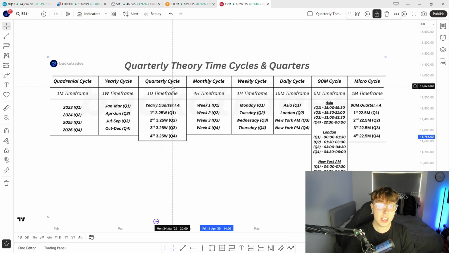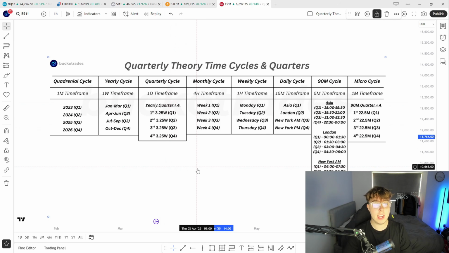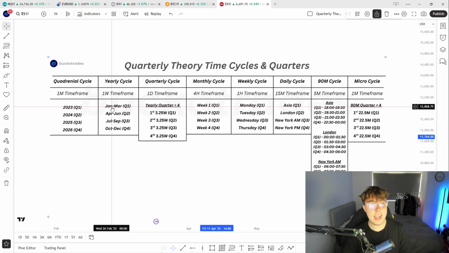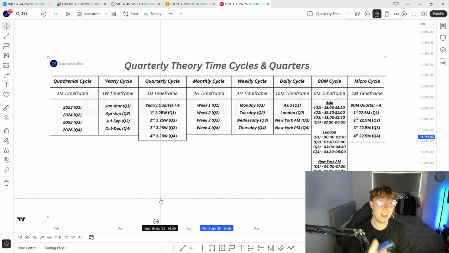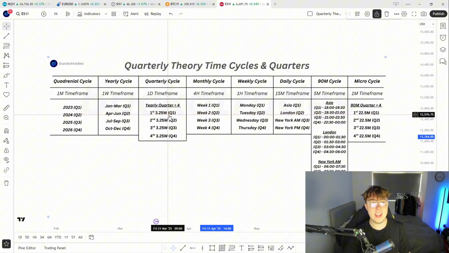Then we have the quarterly cycle. Now this is actually a very strange one. I wouldn't even recommend you guys check it out, to be honest. Essentially, it's the one between the yearly cycle and the monthly cycle. Each yearly cycle quarter, so January all the way to March, you divide those 3 months into 4. It's very tricky. It gives you like 3.25 weeks each quarter.